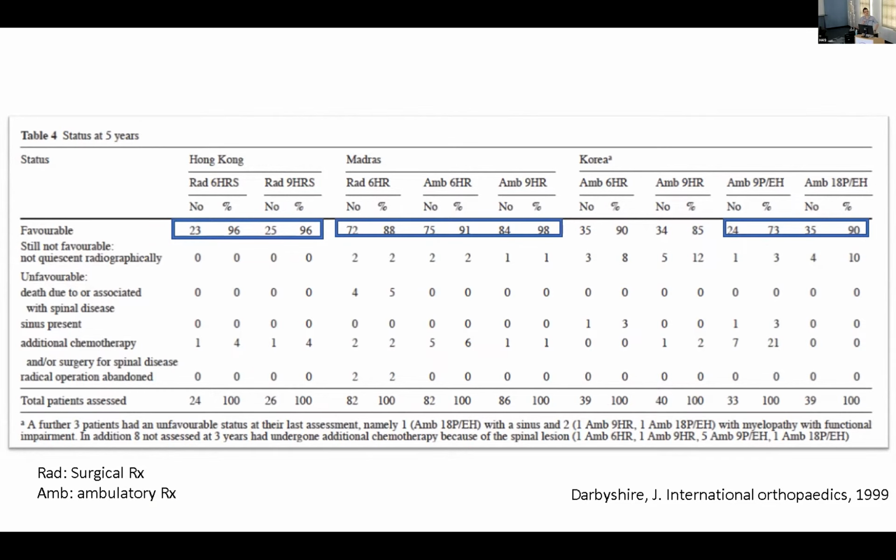And not too much of a difference between those arms, and they thought that there was not really much significance whether you had chemotherapy for 9 or for 6. However, if you look at the Korean study over here, you can see there was quite a marked difference between 9PEH, so that's PAS, ethionamide, and INH, compared to 18 months of the same combination, where it was 90% versus 73%. And I suspect that might be because there's no rifampicin or PZA given to those regimens.